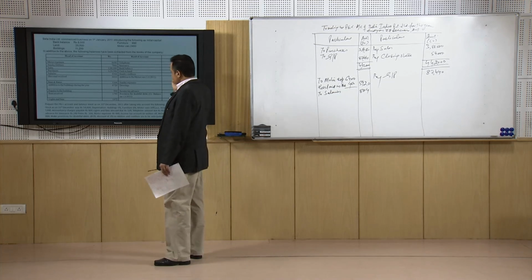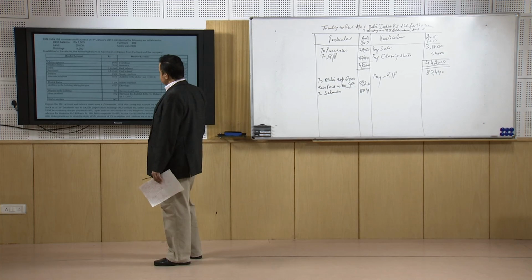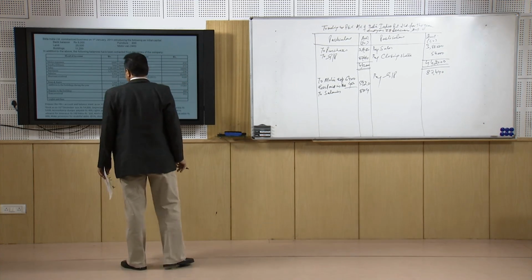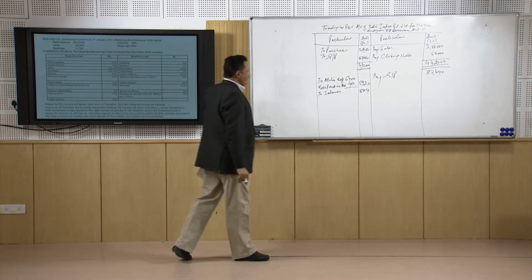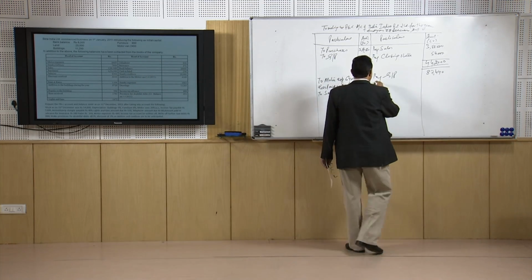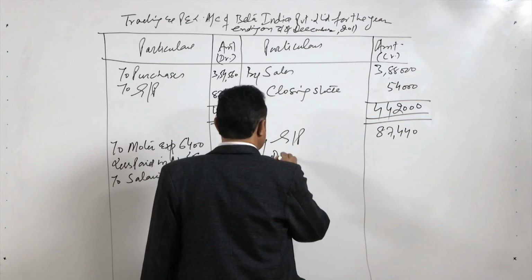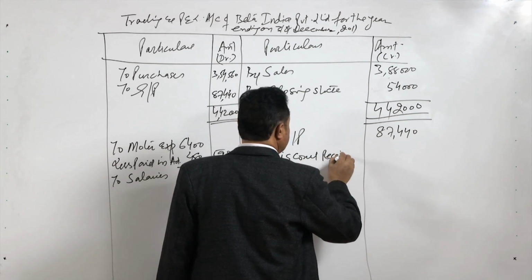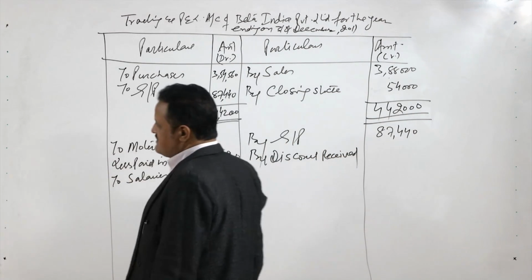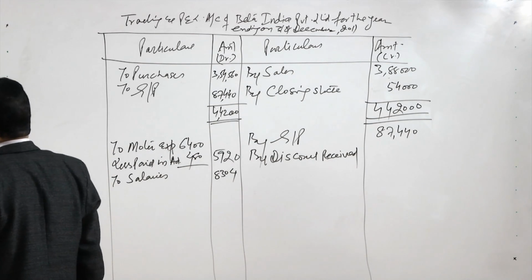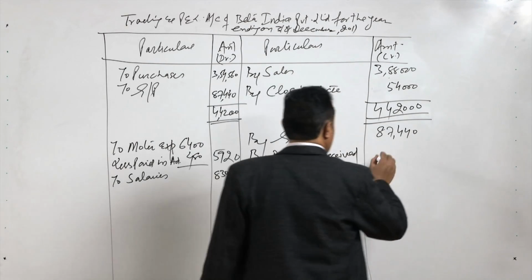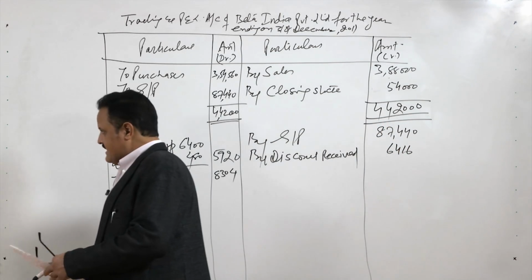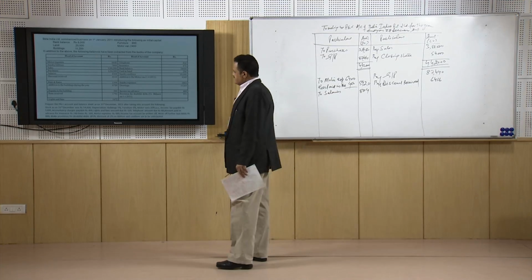Then we will be taking the next item, discount received. It is a credit item. So let us take it to the credit side, by discount received. Discount received is a gain, and this is 6,416. So we are putting all the items together. Debit balance will go to the debit side and credit balance will go to the credit side.